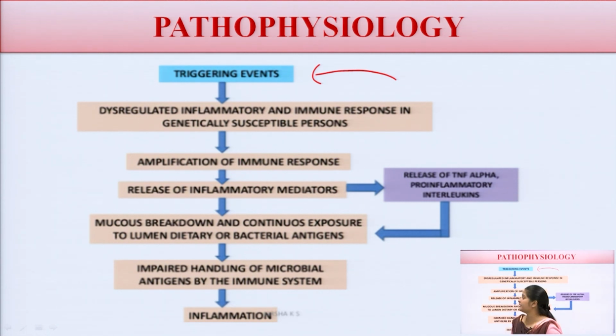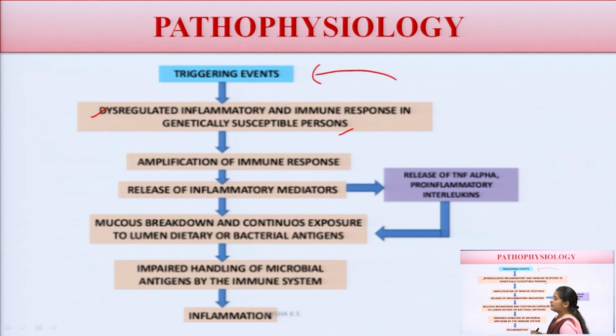So, these are some triggering events which cause the dysregulation in the inflammatory and immune responses in genetically susceptible persons. Means a person whose immune system is weak or low. So, whenever some inflammatory mediated substances occur in the body, they first affect the person whose immune system is low, right. So, what they do, they just dysregulate the immune responses of that particular person.